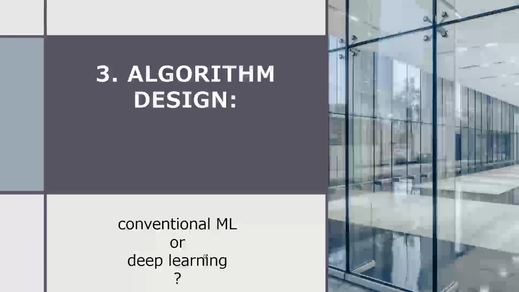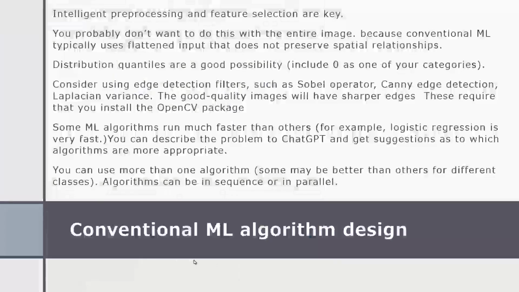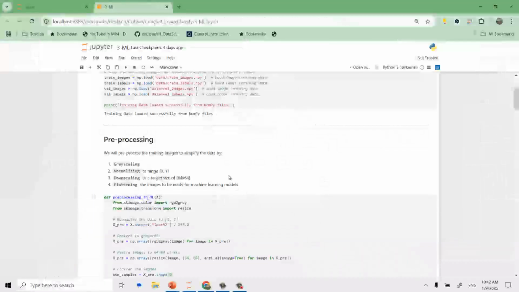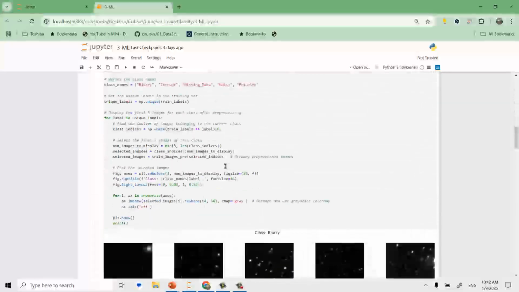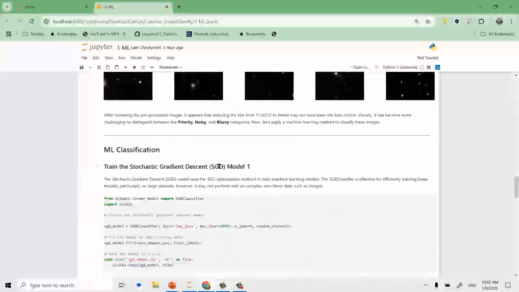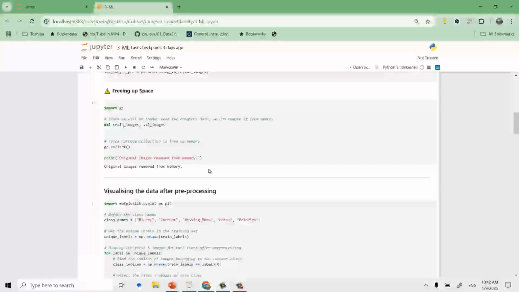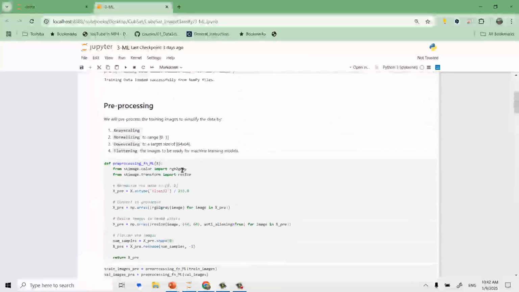So we'll go over those and talk about the trade-offs and what you might do to make these options perform well without too much computation time. So first, let's look at the conventional machine learning algorithm. That was Notebook 3, which we had here, and the algorithm they actually used was stochastic gradient descent.